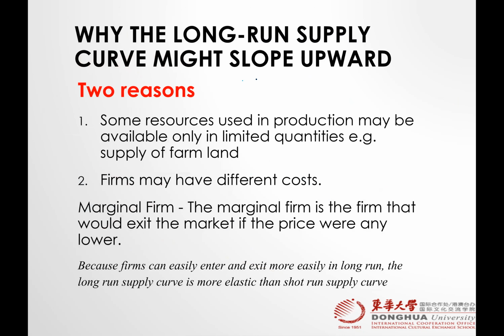We already talked about the two reasons why the supply curve is still upward sloping. One is that we have different technology to produce, plus a different cost structure as well.